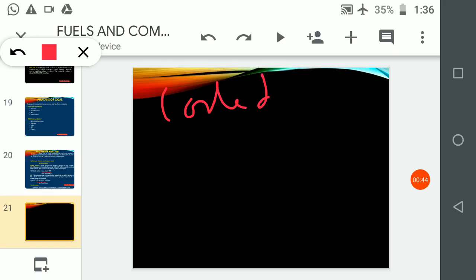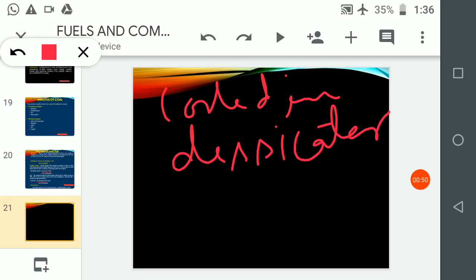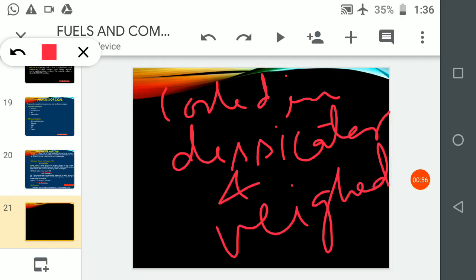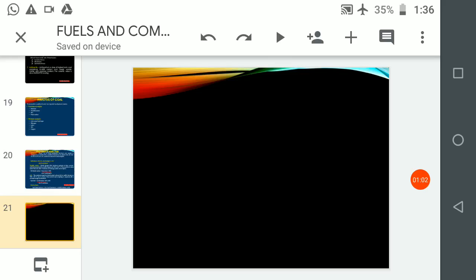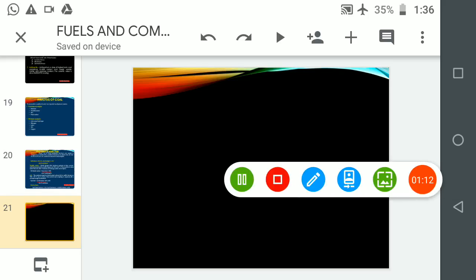Cooled in the desiccator and weighed. The process of heating, cooling, and weighing is repeated till the weight of the crucible containing anhydrous coal becomes constant. Then the loss in weight is reported as moisture on a percentage basis.